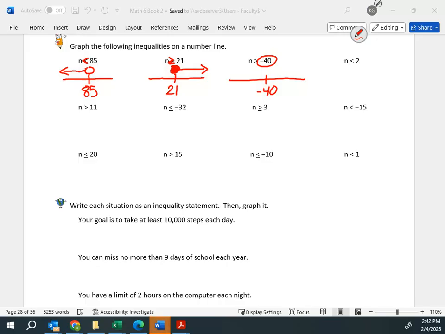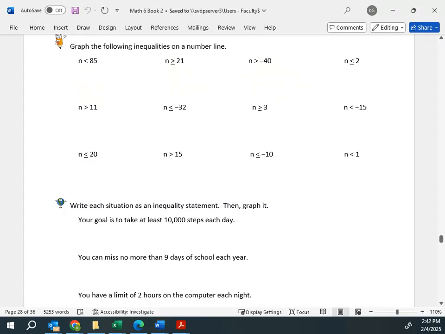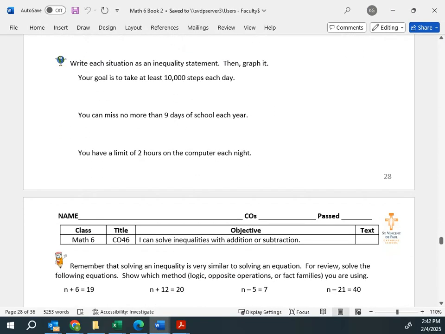When you get down to the bottom, let me scroll up. When we get down to the bottom, it says write each situation as an inequality statement and then graph it. So you're going to look back at the table we made in yesterday's objective, think about which terms mean what inequality, less than, greater than, less than or equal to, greater than or equal to, and you're going to make your inequality statement like we did in our last objective, and then you're going to add on what we were doing today, graph your objective.